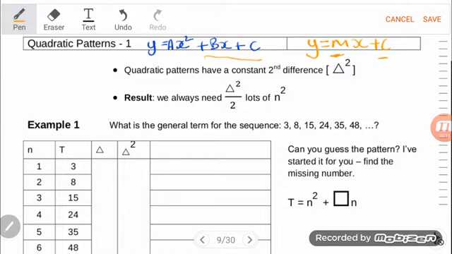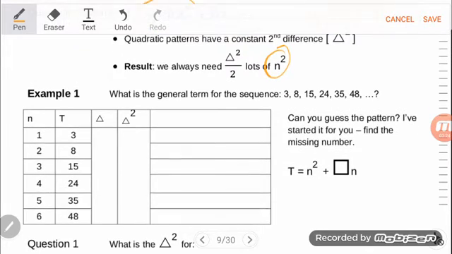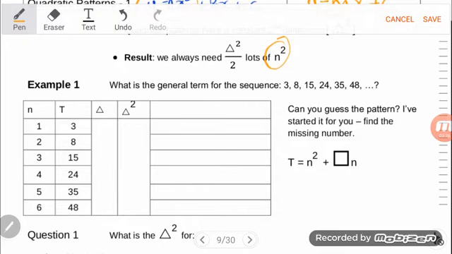So, let's look at how we can tell if we need to do x squared or not, or in this case n squared. Here we're using n. So first of all, let's look at this pattern. We have a sequence of 3, 8, 15, 24, 35, 48. It looks really hard to find a pattern from that. But let's try, shall we?